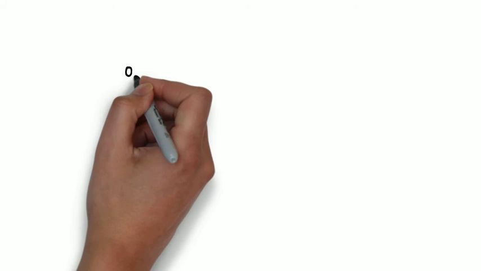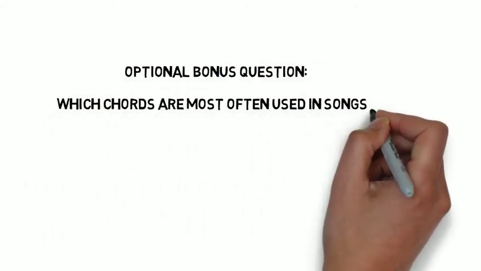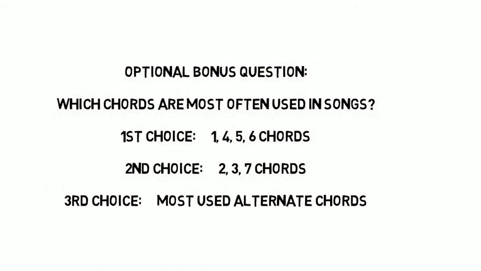Here's an optional bonus question. Which chords are most often used in songs? The main chords in each key are the number 1 chord, the number 4 chord, the number 5 chord, and the number 6 chord. Any of the 7 chords in a key could be chosen to be in a song, and once in a while, there are chords that are outside of the key that are chosen to be in a song, and these chords are called the most used alternate chords.